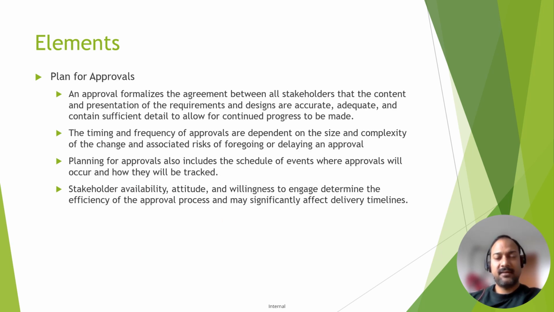Then we have another element, that is plan for approvals. An approval formalizes the agreement between all stakeholders that the content and the presentation of the requirements and design are accurate, adequate, and contain sufficient details to allow for continued progress to be made. This means before we say the approval, we need to take a consensus from all the stakeholders. And if for any of the stakeholder the consensus is not made, the business analyst tries to find that escalation path and try to get the consensus.